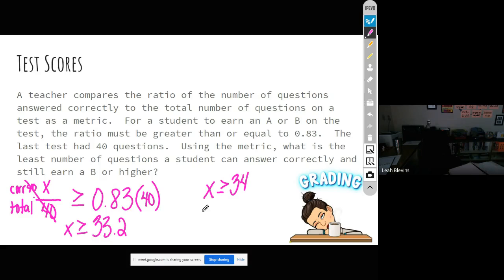34, then you get 34 right, 35, 36, 37, 38, 39, or 40. Any of these, if they get any of these number of questions correct, then they're going to have a B or higher. Does that make sense to everybody? So what happens if they get 33 questions right?